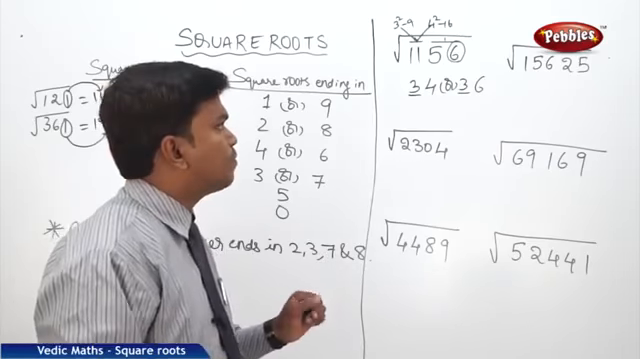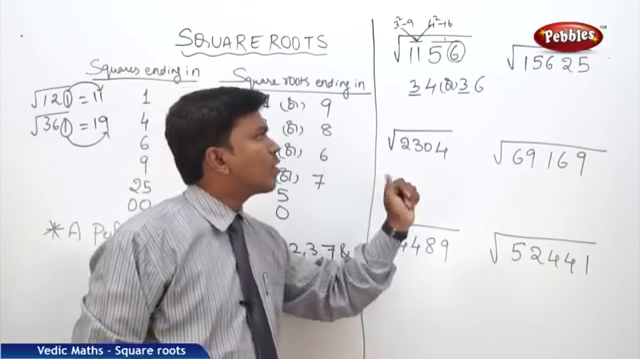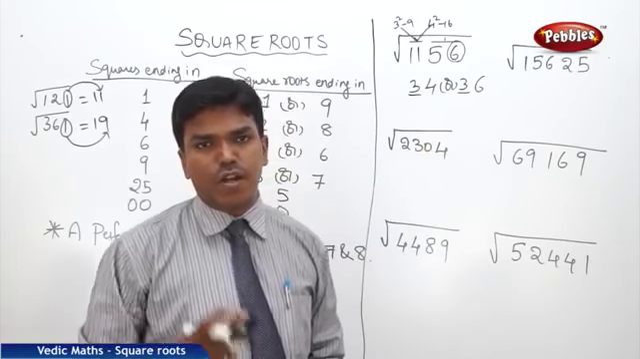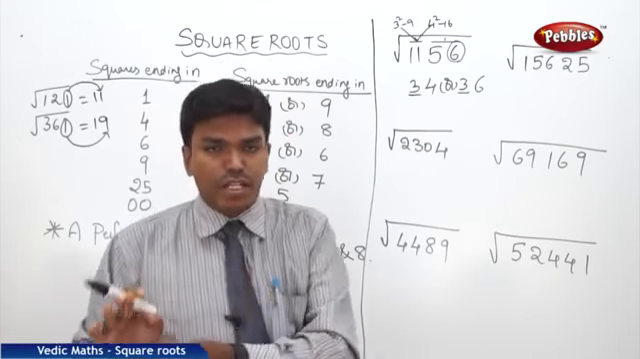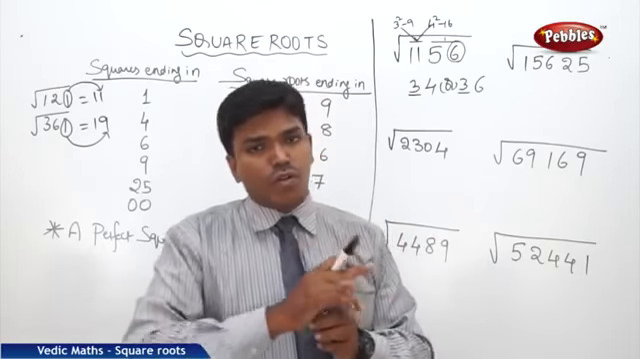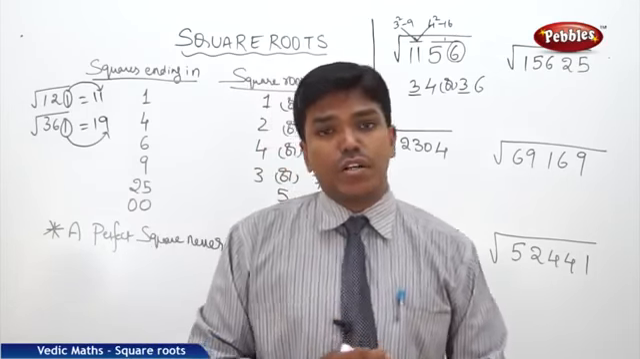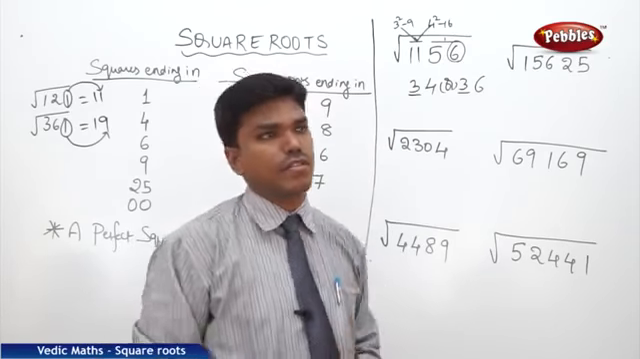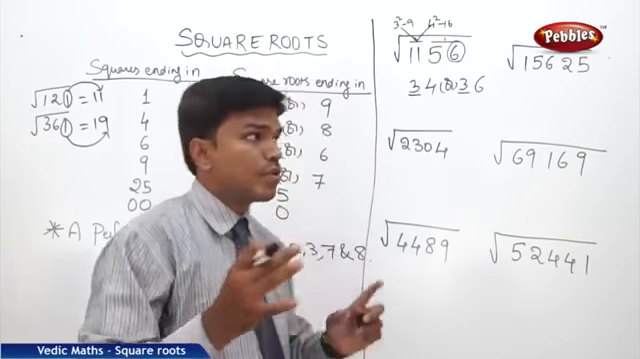Now, how do we find which is the right answer among these two? See, I got two possibilities. One is 34 and the other is 36. Out of these two, how do we find the right possibility, or the right answer? Now see here.